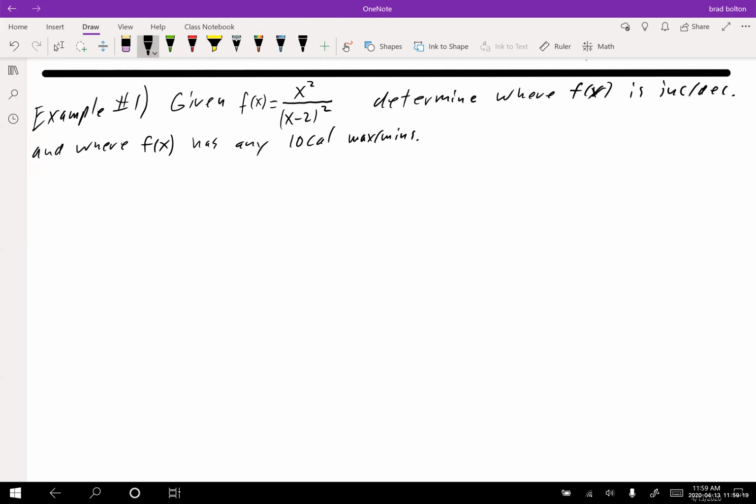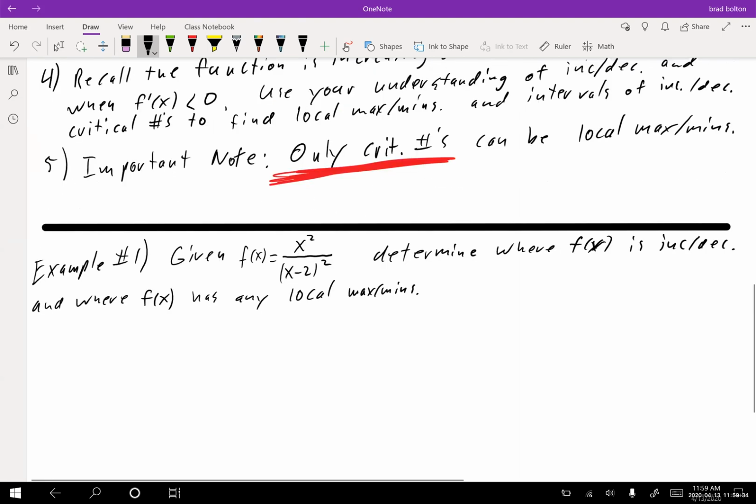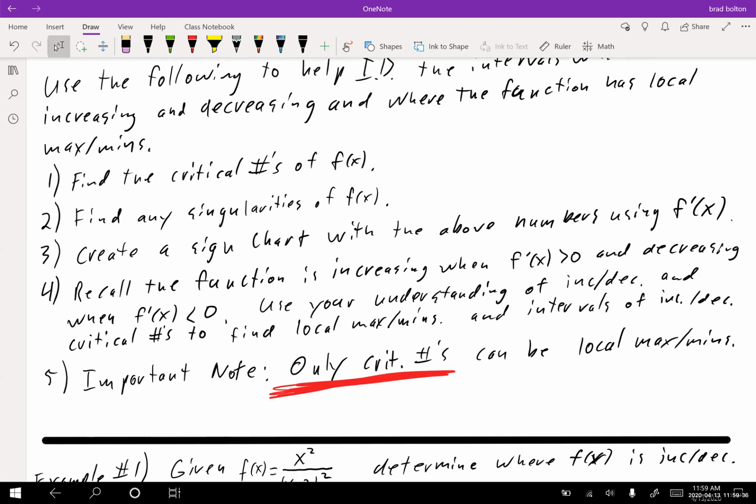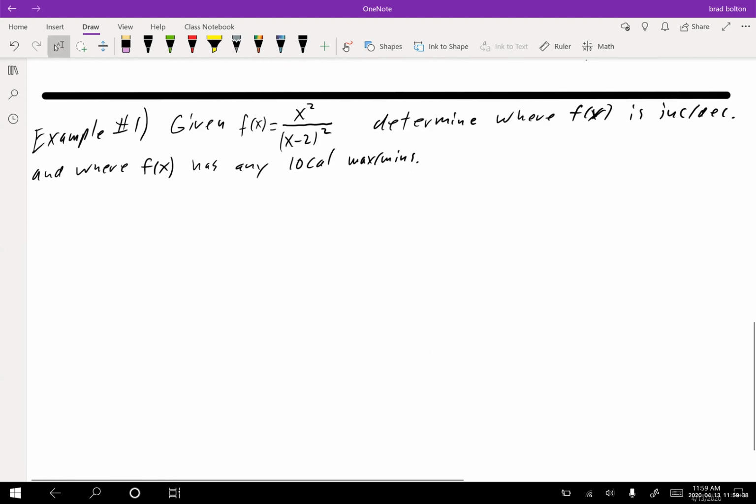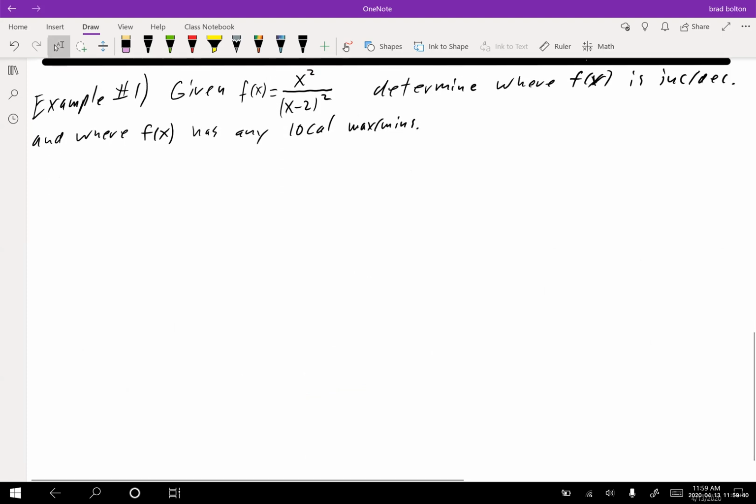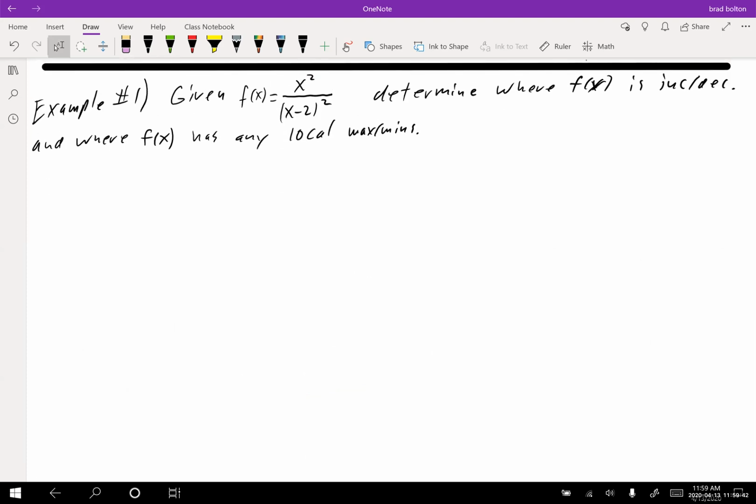It says, given that f of x is equal to x squared over (x minus 2) quantity squared, determine where f of x is increasing and decreasing and where f of x has any local maxes or mins. So take a minute to set that up. Hopefully you guys got all this written down by now. Hopefully you paused the video as well. Now you should be back and we can get started on this problem. So f of x is equal to x squared divided by (x minus 2) quantity squared.